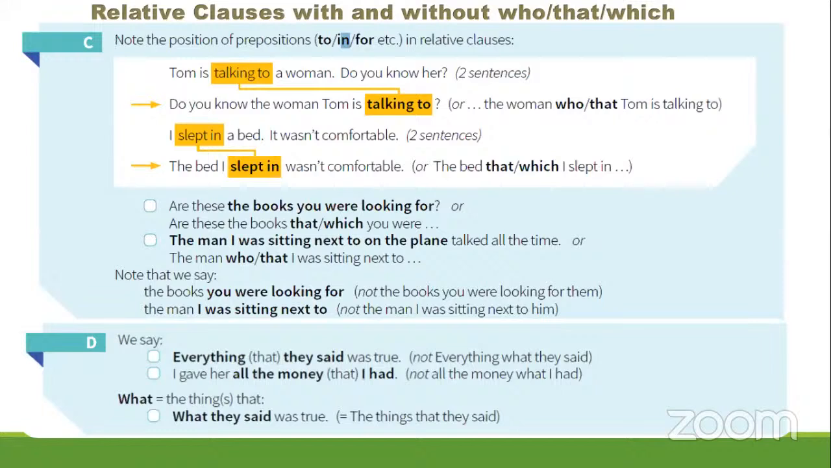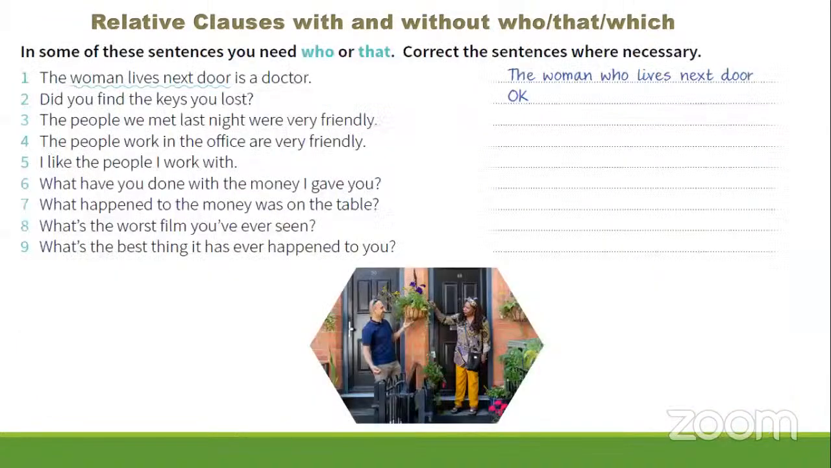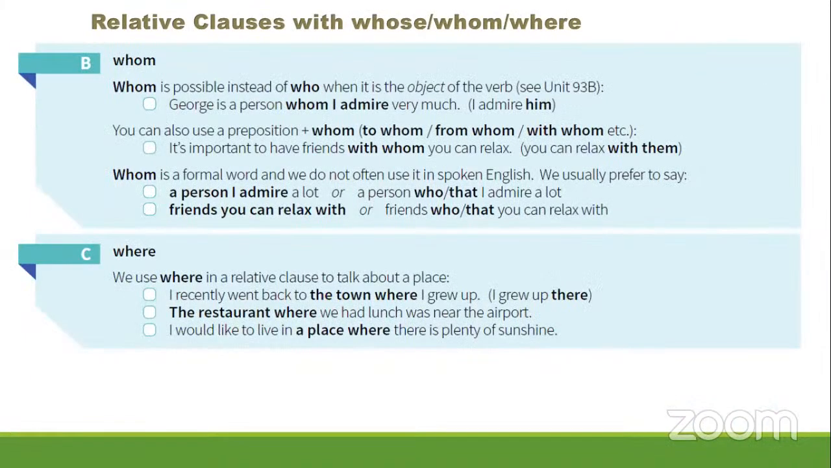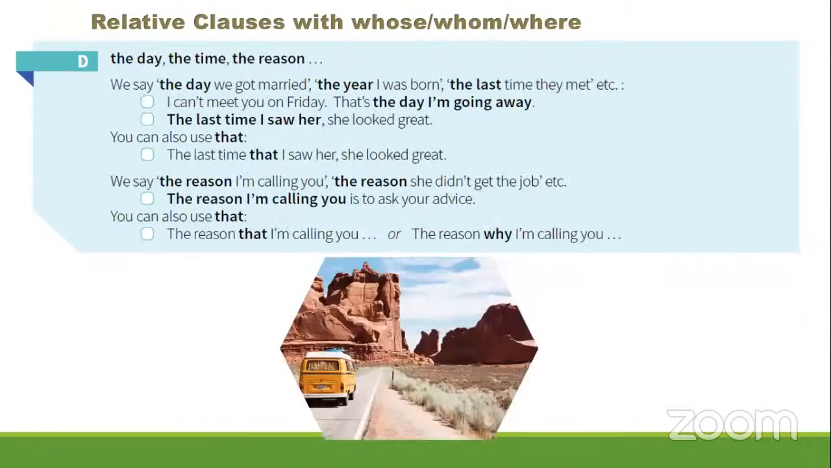So note the position of the prepositions to, in, and for. Tom is talking to a woman. Do you know her? Okay, but we're going to practice with some of them. Also, some relative clauses use whom. Furthermore, we're going to check this out in the other lessons.